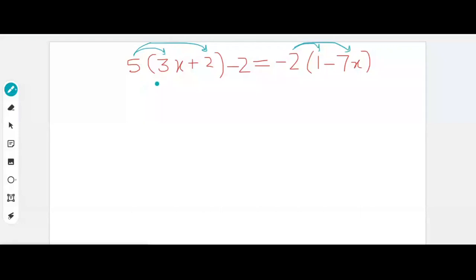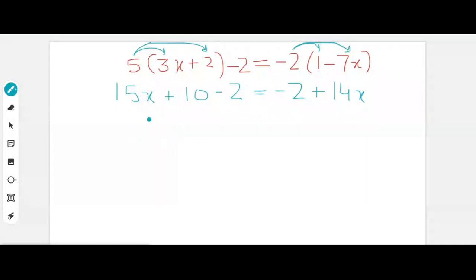Okay, now 5 times 3 is 15x. 5 times 2 is 10, plus 10, and minus 2 will remain as it is. Now this minus 2 will multiply in the bracket, so minus 2 times 1 is minus 2, minus 2 times minus 7, so minus sign multiplied with minus sign will become plus, and 2 times 7 is 14x.